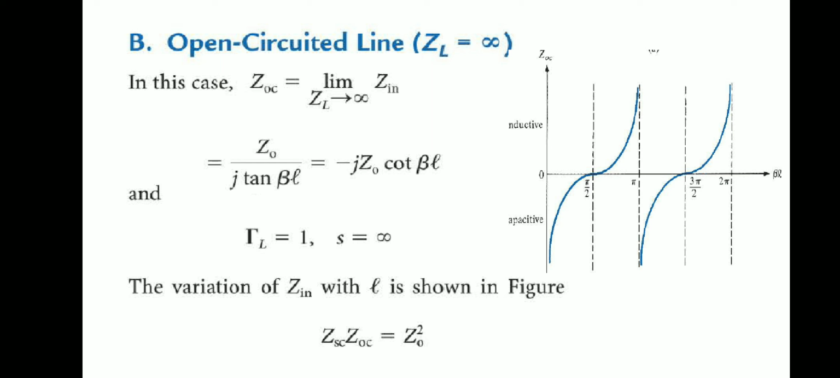So the variation of Zin with L is shown in the figure. We can see that the upper portion is inductive and the lower portion is capacitive. The I and C are missing in this notation, so you can read it as inductive and capacitive. So the upper portion as said is inductive and the lower portion represents the capacitive reactance.